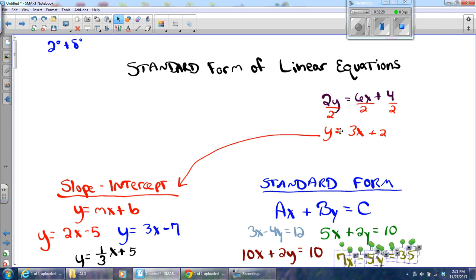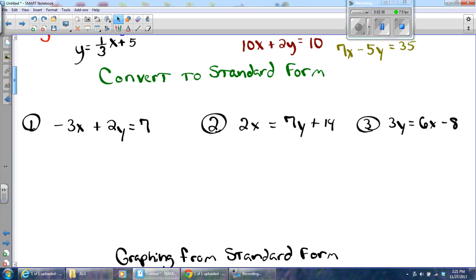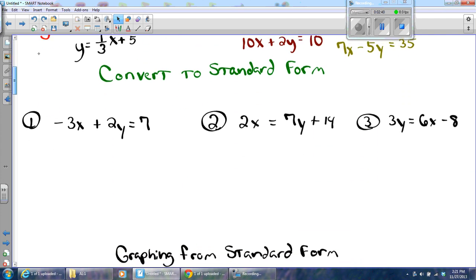And of course, this one over here, oops, I don't want to bring the division by 2, would be slope-intercept form after I divide by 2, but not before. Now we're in standard form. There's a different approach to graphing. But before we actually get to the graphing, let's convert some of these to standard form.